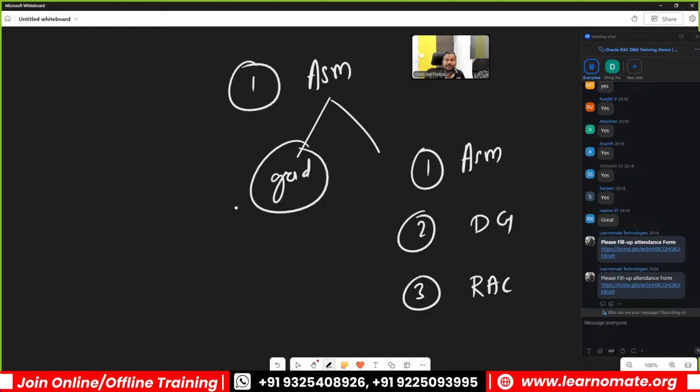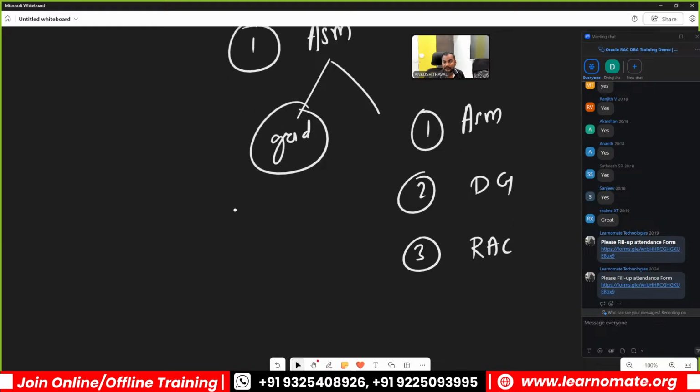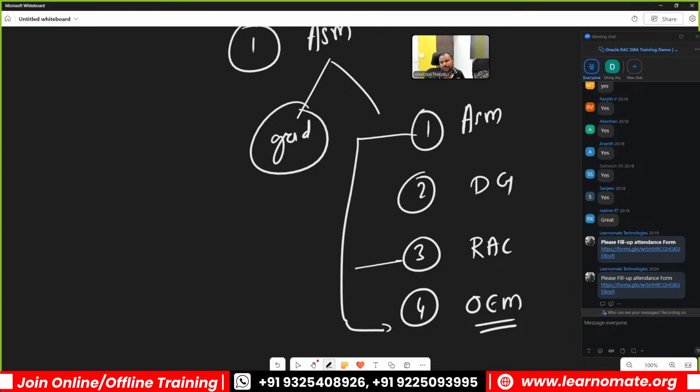And the most important thing is, once you are done with this training and I want to monitor my databases, for that you need knowledge about OEM also. So these are the key highlights that we are going to cover with this training. It's not just about RAC. We are going to cover ASM, Data Guard, RAC, and the monitoring tool, which we call OEM.